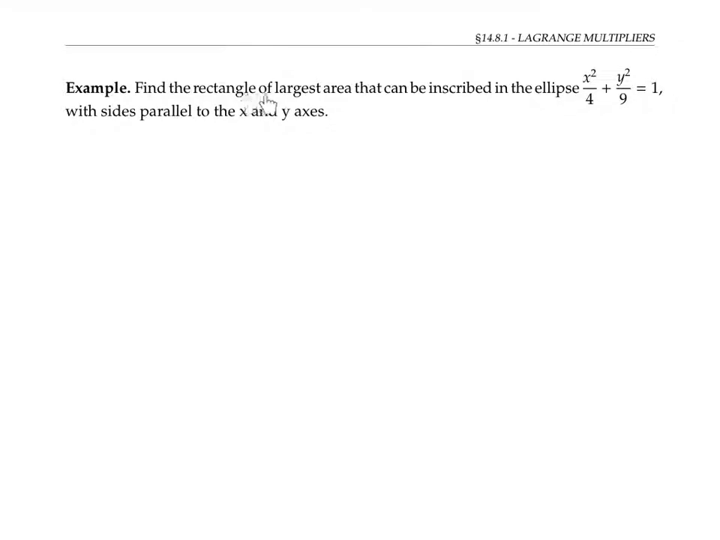We want to find the rectangle of largest area that can be inscribed in the ellipse with this equation. Let me draw the ellipse. It looks something like this. And we want to consider inscribed rectangles whose sides are parallel to the x and y axes. So a rectangle might look something like this. And we want to find such a rectangle with maximum possible area.